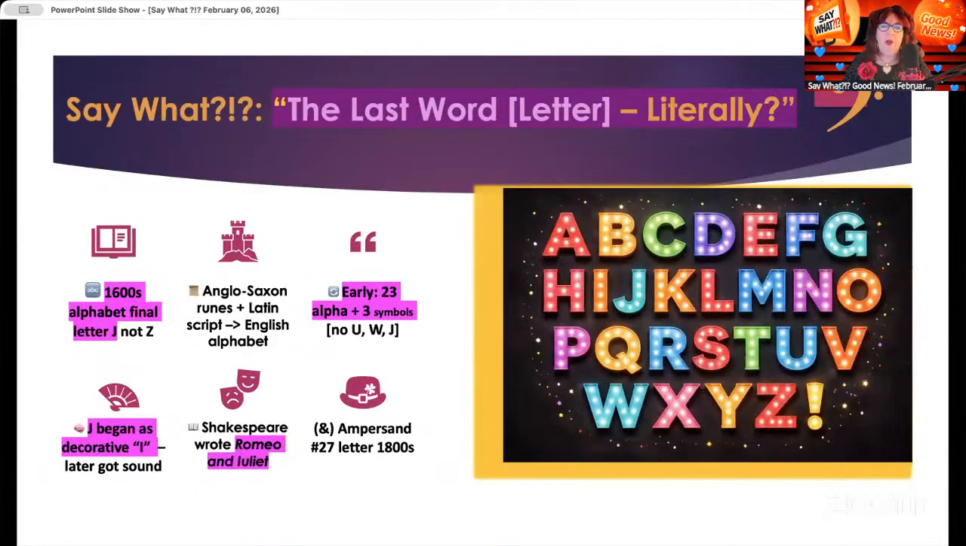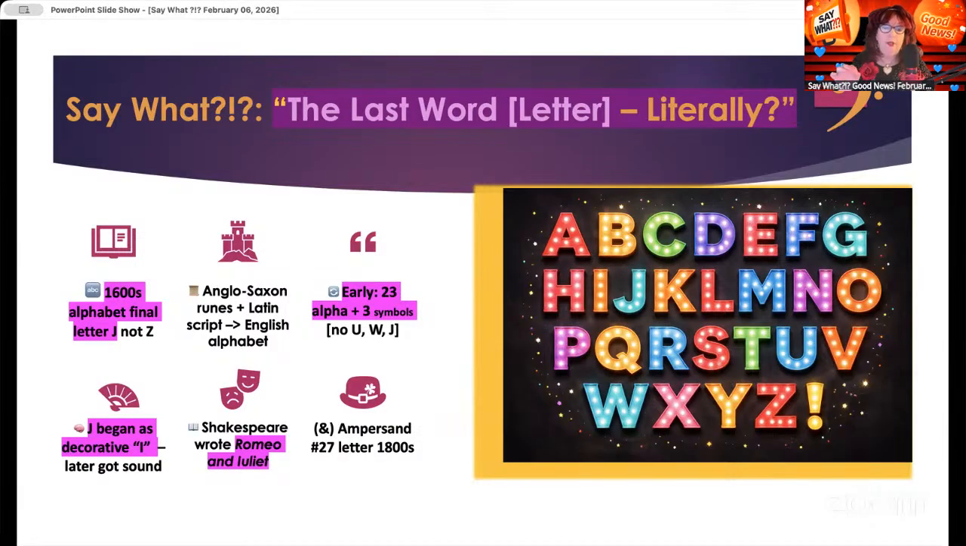Number two, how do we get the alphabet? Well, in the 1600s, the first ever alphabet based on Anglo-Saxon runes and Latin script, it didn't have a Z, but it had the letter J. I'll tell you a little bit more. The early alphabet had 23 alpha characters and 3 runic symbols. It didn't have a U, it didn't have a W, and it didn't have a J. Okay? Very, very interesting. J began as just a decorative letter I. It didn't have a sound.